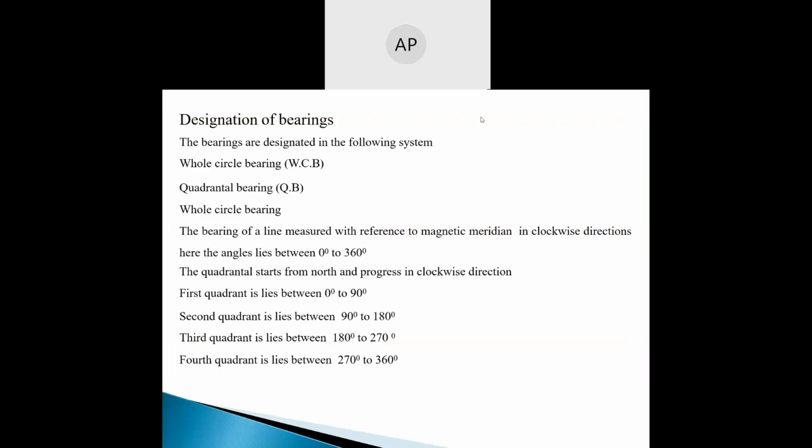Designation of bearings. There are two ways of designating the bearing. One is whole circle bearing, WCB, and another is quadrantal bearing, QB. Whole circle bearing is the bearing of a line measured with reference to the magnetic meridian in clockwise direction. And here the angle lies between 0 to 360 degree.